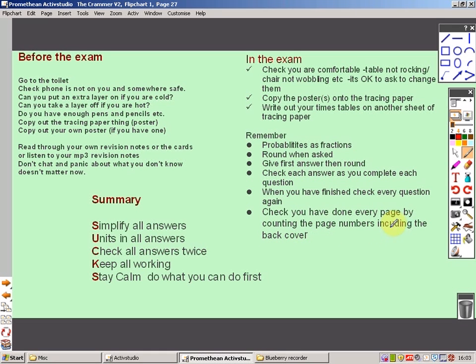I've just noticed there I've got a bit of a spelling mistake. That should be including. I'll put it in there for you.